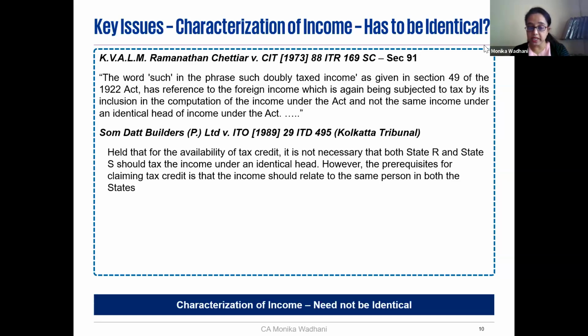We are also seeing many cases these days in the case of ESOPs, where the foreign country is taxing ESOPs under some other head of income in the hands of individuals who are receiving ESOPs in India.